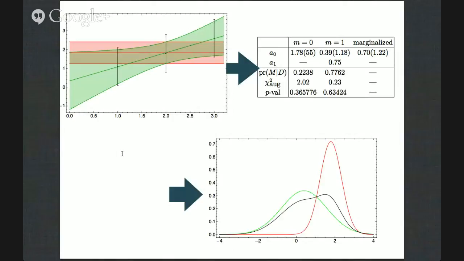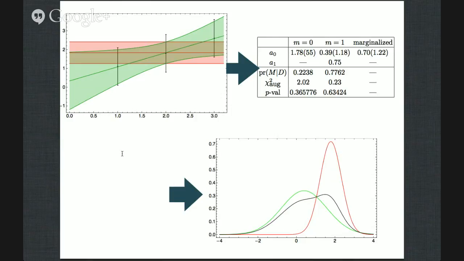So I take the approach that I want to fit both models and marginalize. In these two columns are my individual fits. M equals 0 is the constant fit, the red bar with error band. M equals 1 is the linear fit. And I get two different estimates for what the intercept actually is. The constant one favors a higher value, and the linear one has a bigger error bar.